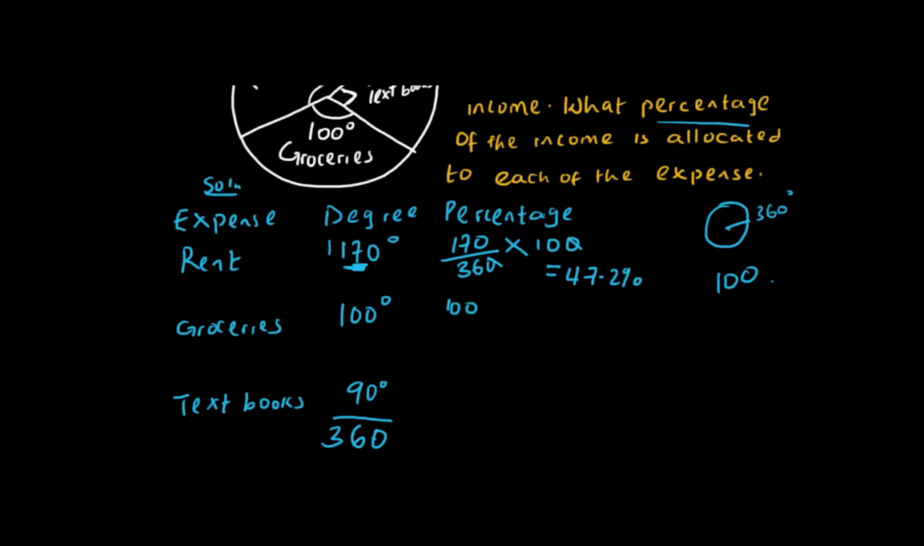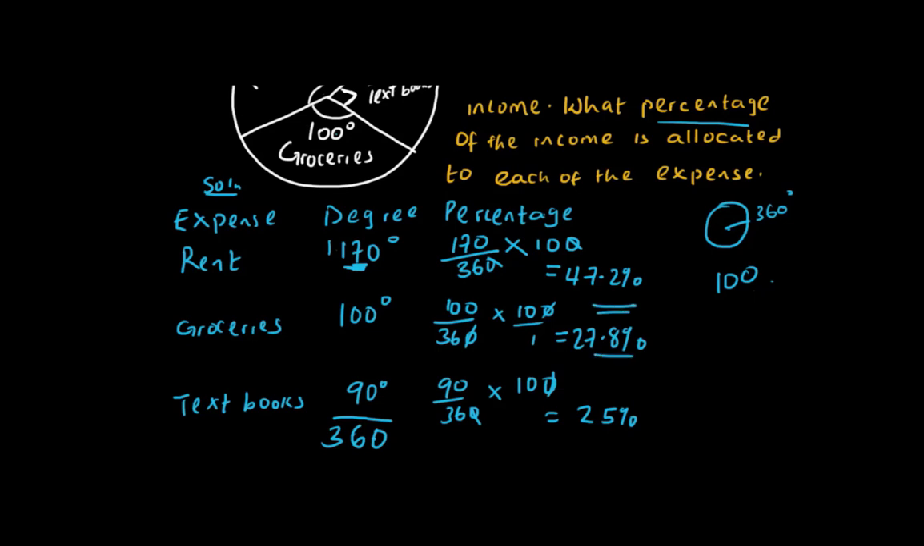We have 100 all over 360 times 100. 0 cancels 0. We have 100 times 10 is 1,000. 1,000 divided by 36 is approximately 27.8%. Then lastly, we have 90 all over 360 times 100. 0 cancels 0. 90 times 10 is 900. So 900 divided by 36 is 25%. So you can see we've gotten the percentage allocation for each of the expenses.